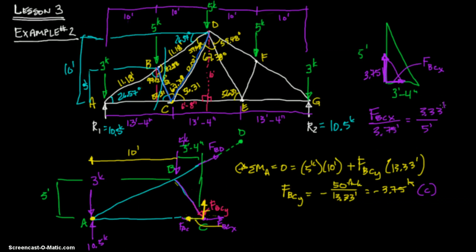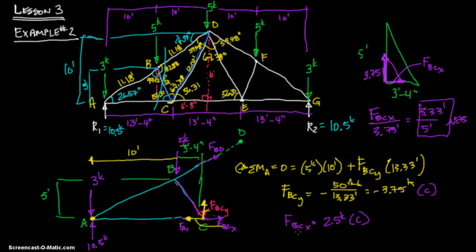You take this and multiply it by 3.75, and you get 3.33 divided by 5 times 3.75 equals 2.5. So FBCX equals 2.5 kips in compression. Again, because if one's in compression, both of them have to be in compression, so they will go into the joint.